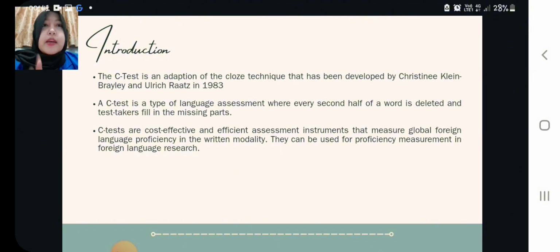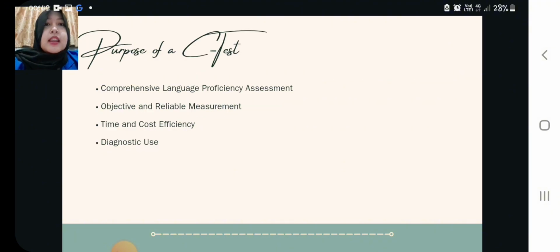And C-tests primarily assess written language proficiency. They do so in a way that incorporates several essential language skills by requiring test takers to fill in missing word parts. And next is the purpose of a C-test.